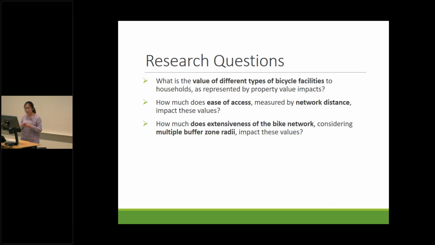The other measure is extensiveness of the bike network, meaning in a certain buffer zone, radius zone, how many miles of the facilities are in it. So this year we measure different buffer zones from quarter mile to 1 mile to see whether the residents will prefer differently for different buffer zones. For example, they might care less about further bike facilities, so we want to account for that. So here is our main research goal and the difference from last year's paper.